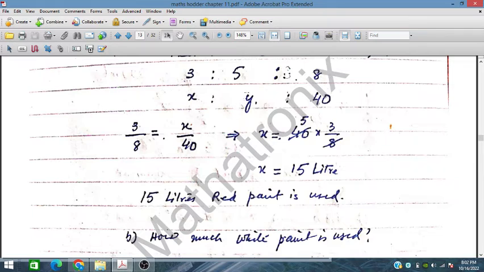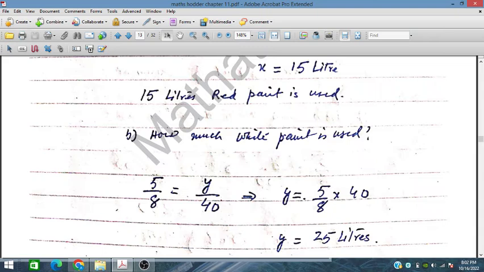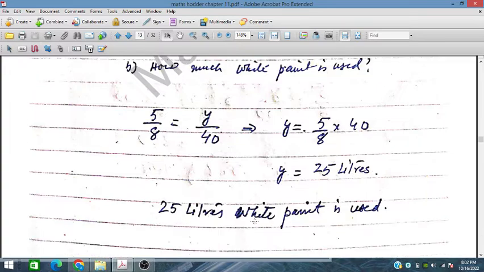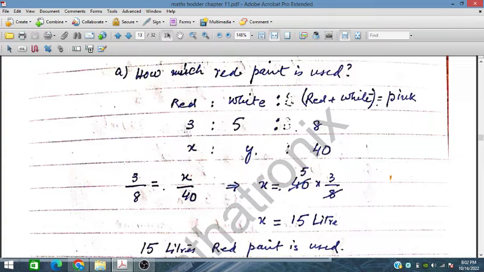This time we have the 5 parts of white paint. So we have a ratio of 5 to 8 for white paint to pink paint, and for white paint to pink paint we have the ratio y to 40 liters. So 5 by 8 equals y divided by 40. So we can calculate y. This is 25 liters. So 25 liters of white paint is used here to make these 40 liters.